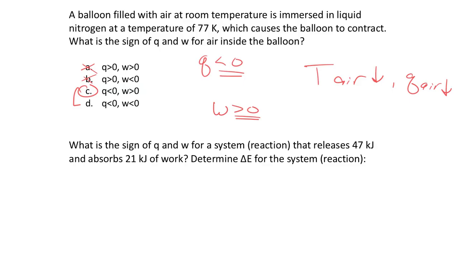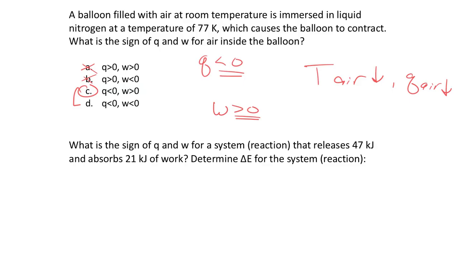Let's take a look at a problem that gives us some numbers, and then the real question of this being the interpretation of the sign of the number. But what is the sign of Q and W? And then hopefully we can calculate delta E as well. But what are the signs of Q and W for a reaction or system? And system and reaction are kind of the same idea.